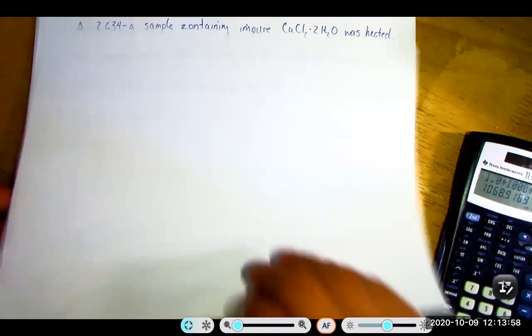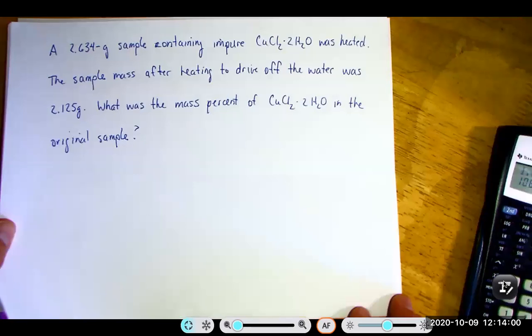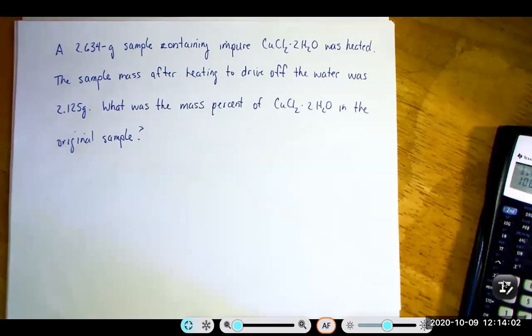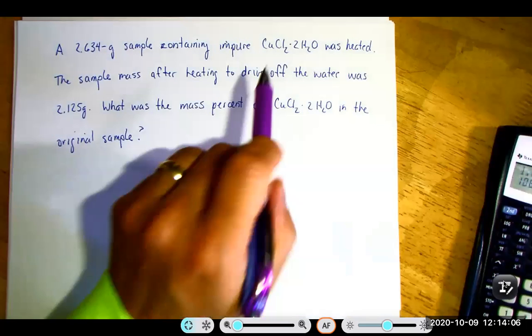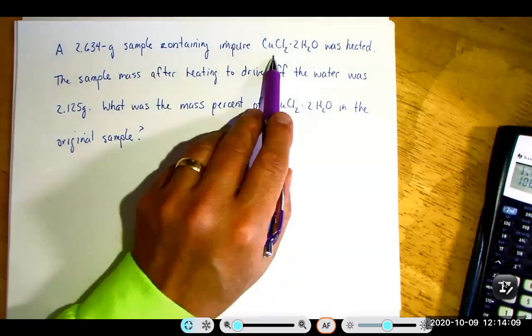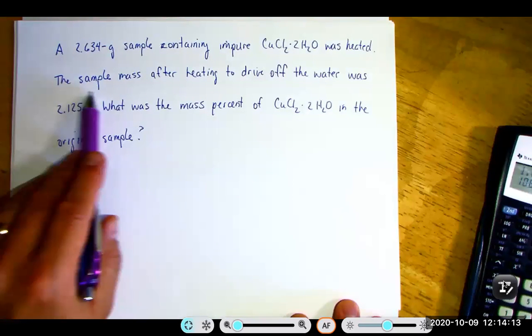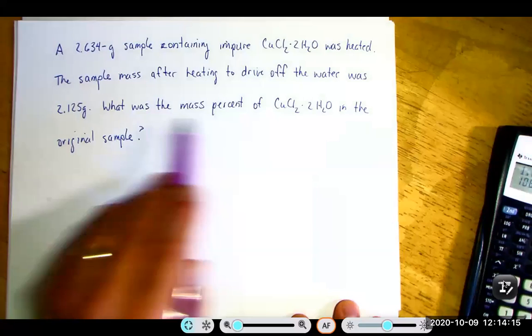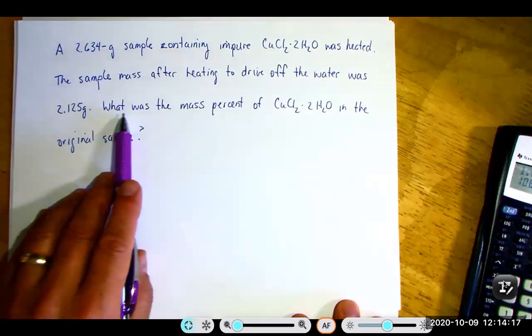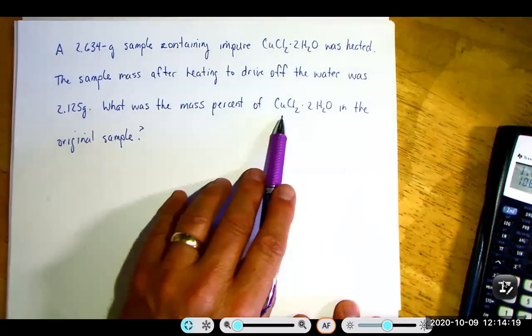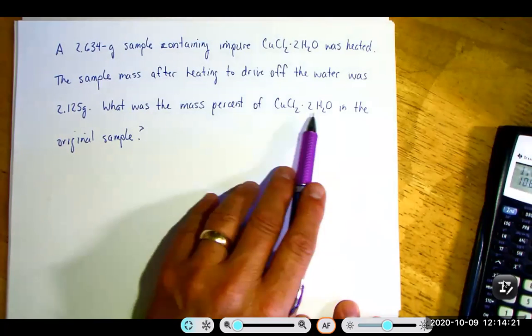So this next one we have a 2.634 gram sample containing impure copper 2 chloride dihydrate was heated. The sample mass after heating to drive off the water was 2.125 grams. What was the mass percent copper 2 chloride dihydrate in the original sample?